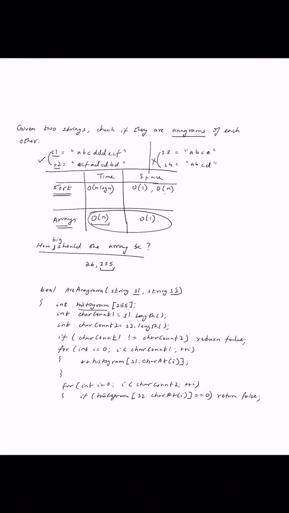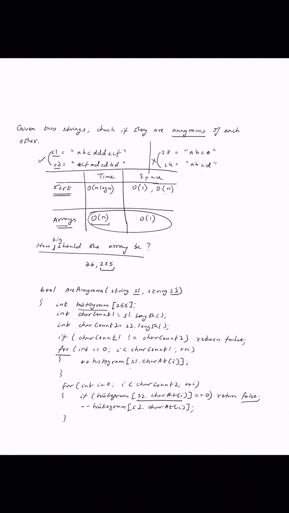The reason being that if I had seen this character in the first loop, I would have seen a non-zero value, at least a 1. In this case it's a 0, which means I haven't seen this character at position i in S2 in the first loop. That's why I'm returning false, which means there's a mismatch. Now if it is non-zero, I would go ahead and decrement histogram of s2.charAt(i).